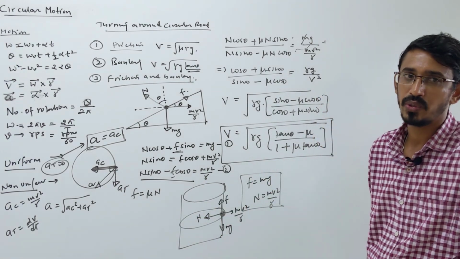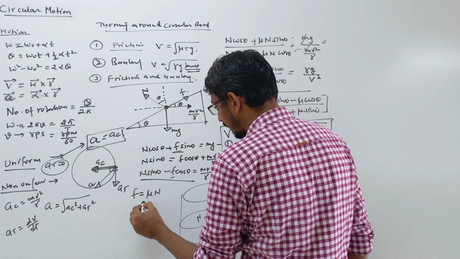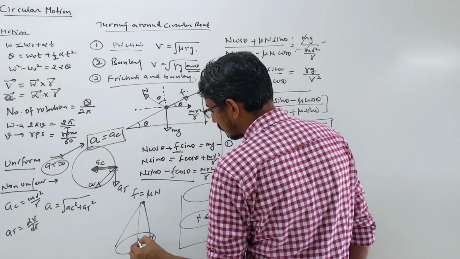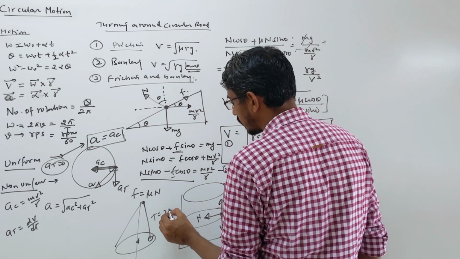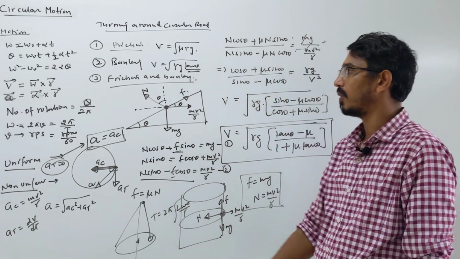I also told you about the conical pendulum. A conical pendulum is moving like this: you have tied a string, and the string moves in a circle like that. So what is the time period of this? It becomes 2π√(L cos θ / g). All these things I have told you, there should be no problem, okay.